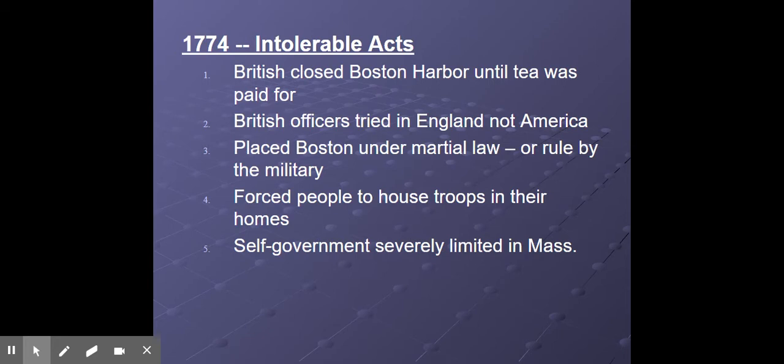Now, the reason these are called the Intolerable Acts or the Coercive Acts is Britain would call them the Coercive Acts, all right? They are trying to get the colonies to get back in line. We are going to call them the Intolerable Acts because we are shocked. We have never seen Britain do this before, okay? They've been doing some things like cracking down on smuggling and raising taxes and stuff like that, but this is really too much.